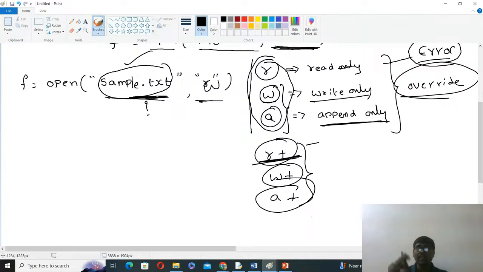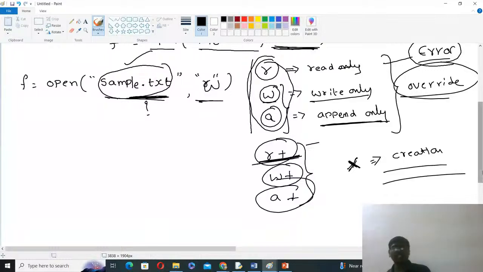Now, the last one. These six are available in the remaining languages also, that is, basically in C language also, these are available. Now, Python has one more additional mode, that is X. The purpose of X is just the creation of a file. It does not do any read operation or write operation, just creates a file. Suppose you want to create a file, if the file already exists, it gives an error. If the file does not exist, it creates the file.